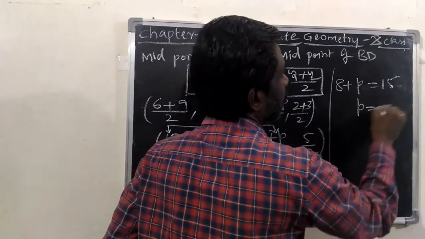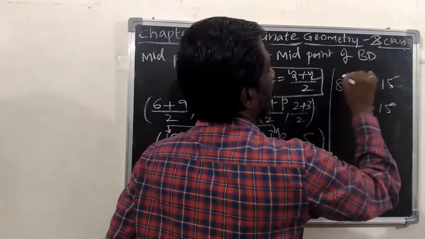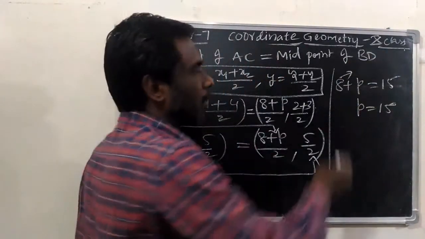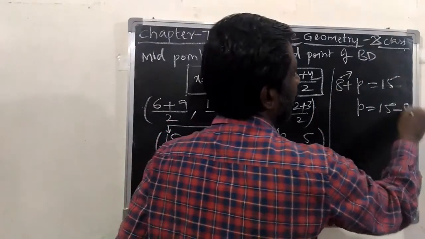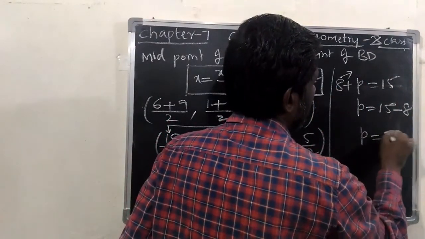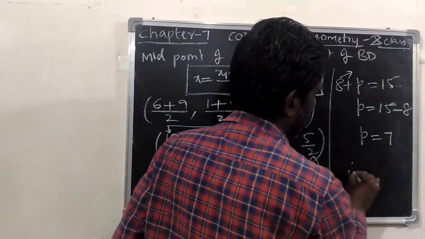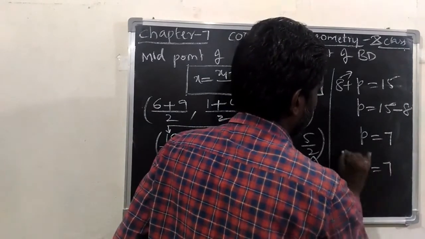Now p equals 15. Transfer the 8 to the right side, then plus 8 becomes minus 8. So p equals 7. Therefore, the value of p is 7.